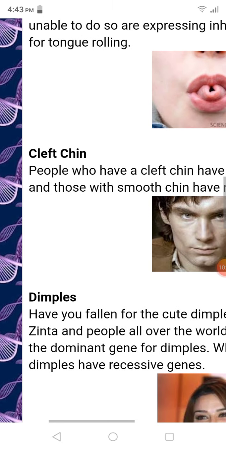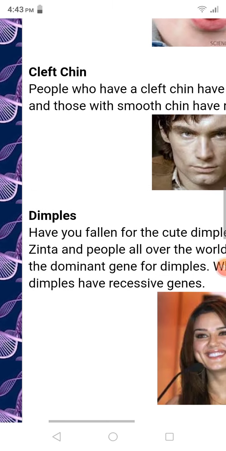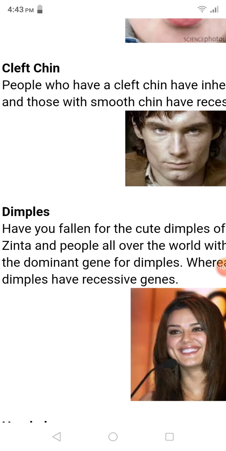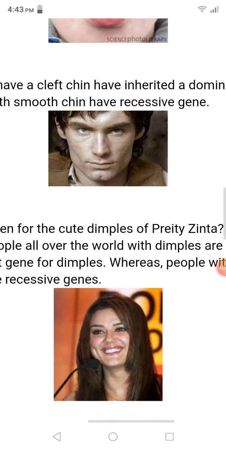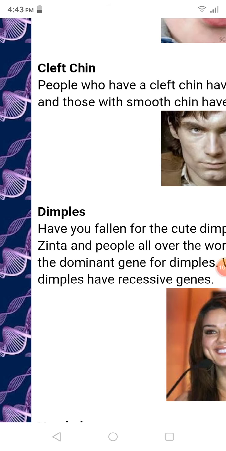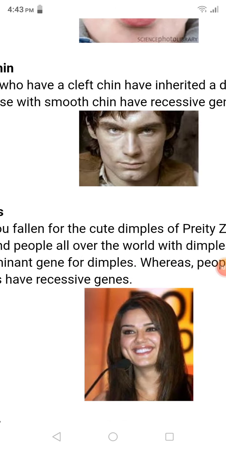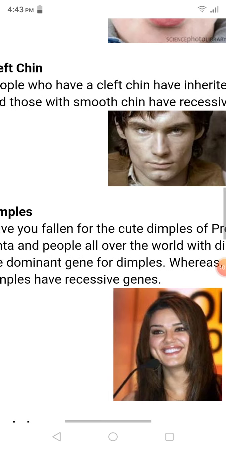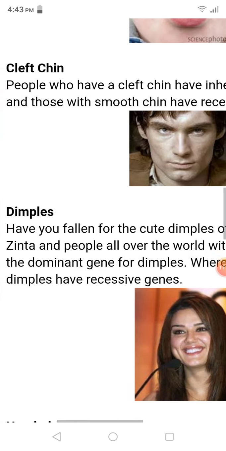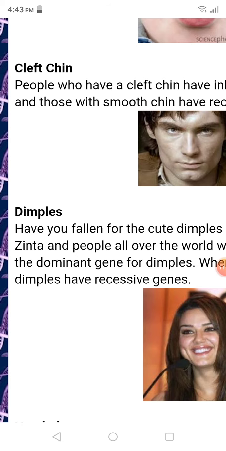So now this is the part, the cleft chin and the dimples. This is where I got into discovering that there's a possibility of there being two different groups of white people, two different races of white people. So the cleft chin, I read on one site or a few sites that the cleft chin was a recessive thing. And then other sites would say it's a dominant trait.